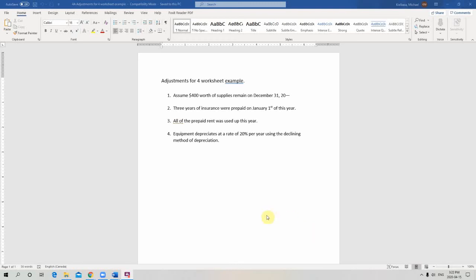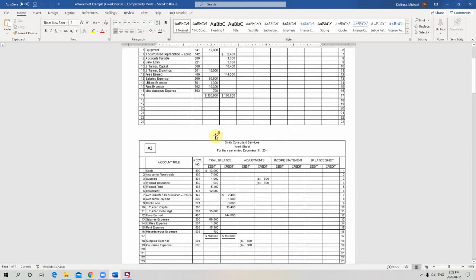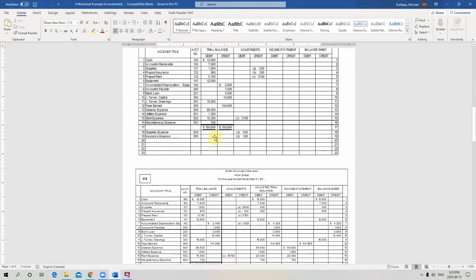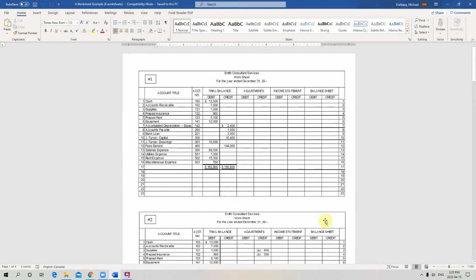All right, folks, today we are going to learn how to complete a worksheet. Now on LMS, I asked you to print out these adjustments as well as the four worksheets. So there's one, two, three, four. We're going to be moving around between those worksheets. All right, so let's go back to our first adjustment.